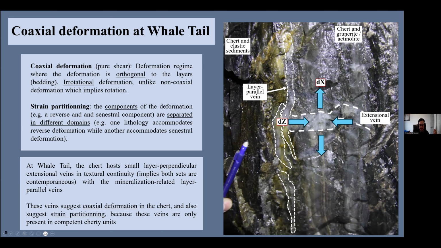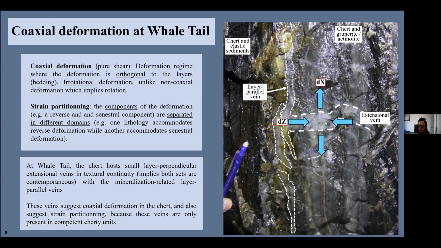So DZ is the shortening axis. When you have a horizontal compression, your DZ will usually be horizontal, and DX is perpendicular to it, the stretching, the elongation axis. Basically, the extensional veins will open perpendicular to that, because if you have vertical stretching, certainly the cracks for the extensional veins will open at the horizontal.